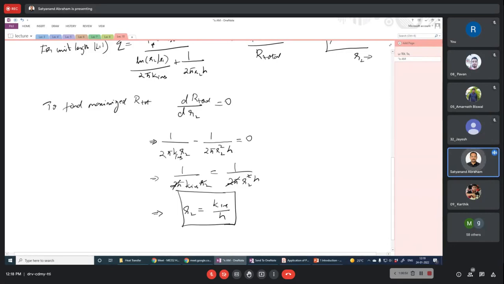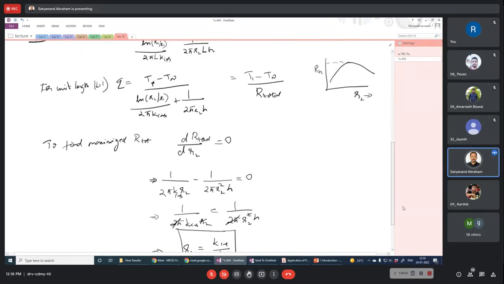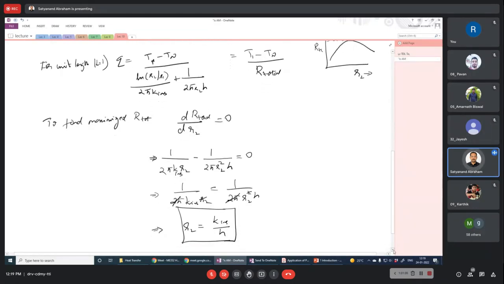If we put R2 equal to K insulation by H, we said that R total is coming to a maximum. Or is it? That is what we have to see. So d R total by d R2 is equal to 0. We said that at R2 equal to K insulation by H, something is happening.